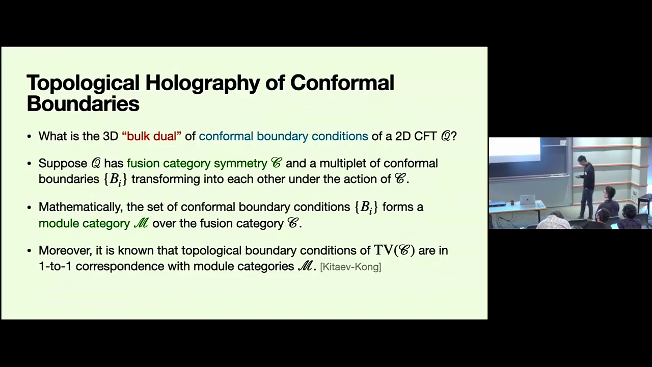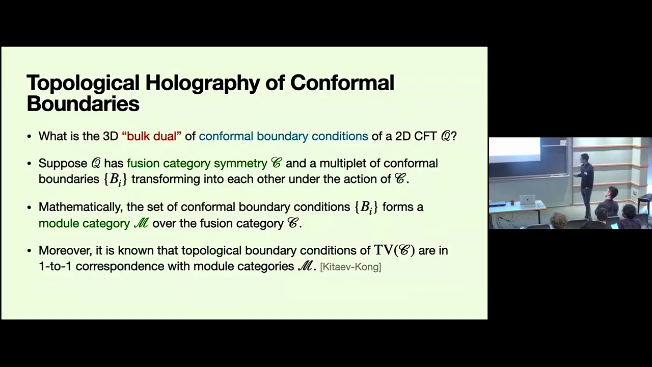Now, similar to usual holography, I think it's interesting to try to fill in this quote-unquote holographic dictionary, meaning that given some physical object on the 1+1 side, you can ask what it corresponds to in the 2+1 picture. In particular, we are going to ask what is the quote-unquote bulk dual of the conformal boundary conditions of the 1+1 conformal field theory Q.